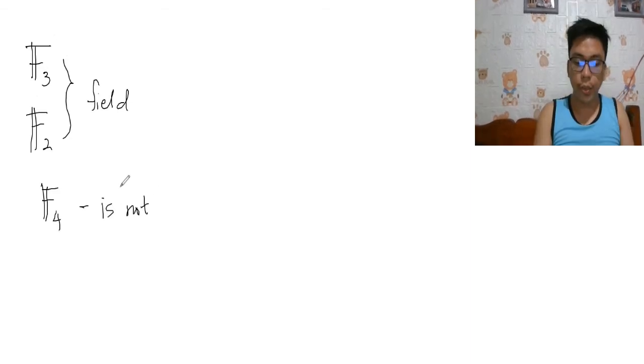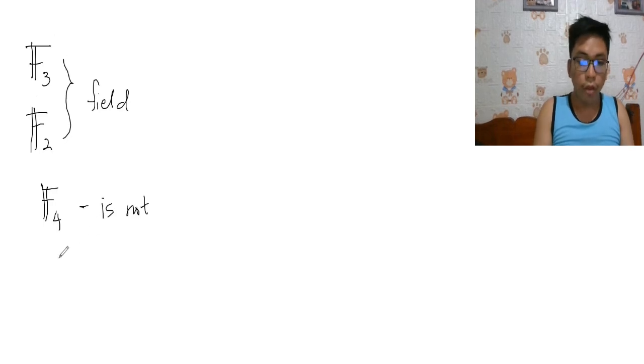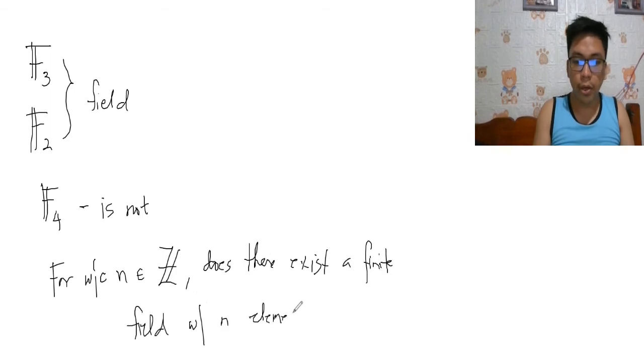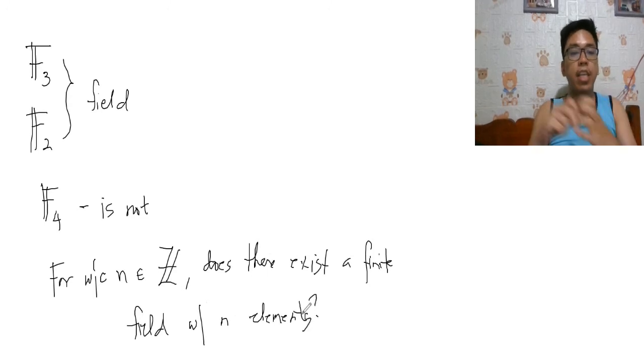F4, on the other hand, is not. So the question that can arise is: for which n in Z does there exist a finite field with n elements? So that will be our problem for today's video. So for which n in Z does there exist a finite field with n elements?